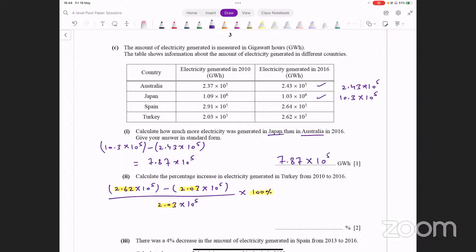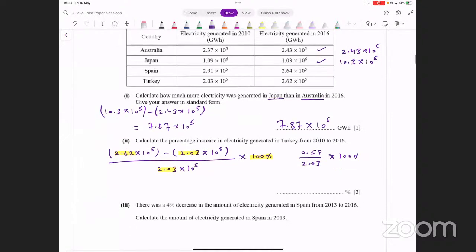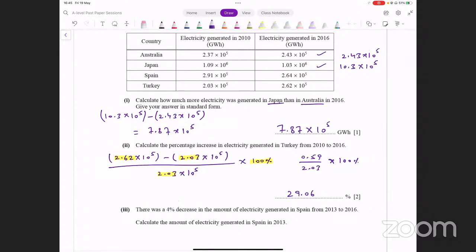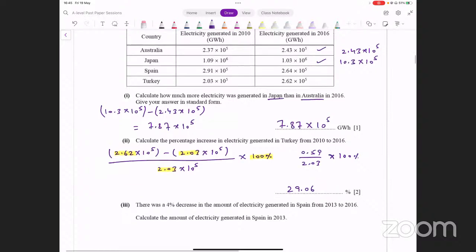Let's see what the numerator is. 2.62 minus 2.03. The change that I'm getting in the numerator is 0.59. In the denominator, we have 2.03 into 100%. ये देखते हैं हमारे पास क्या आता है. This is giving me 29.06%. Okay. यहाँ पे लिख देते हैं 29.06%. That's our final answer. If you want to round it off, you can do that. You can write it as 29.1, and that's also fine. Or you can just leave it like this, and that will be okay.